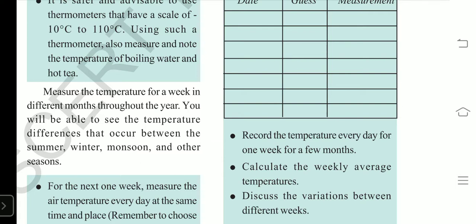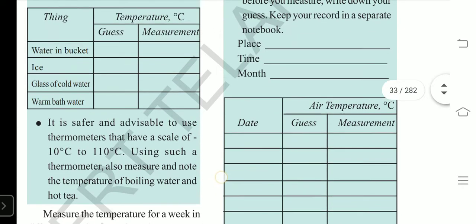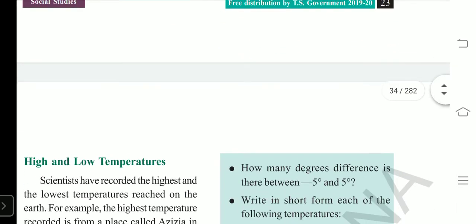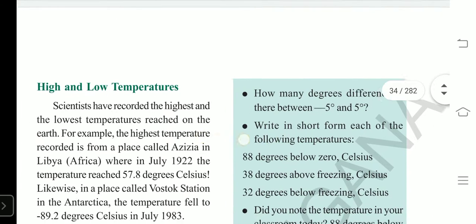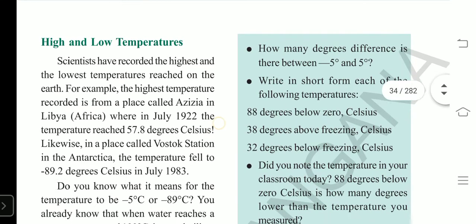So here we see that the temperature varies in different weeks. Understand? This is also one activity you have to do, if you have a thermometer. Then let us see how temperature is high and low. What is meant by high temperature and low temperature, right?